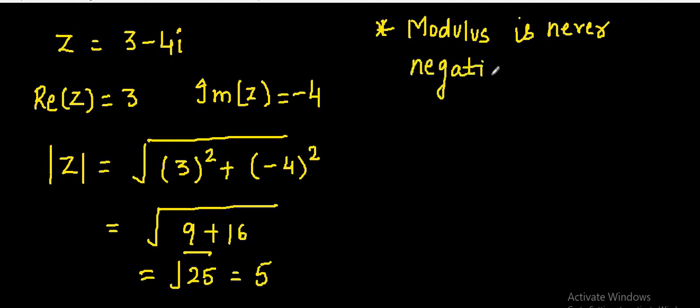And modulus is not a complex number. Modulus is a real number. We never have mixed terms like a plus iota b. We always have a real number whenever modulus is calculated.